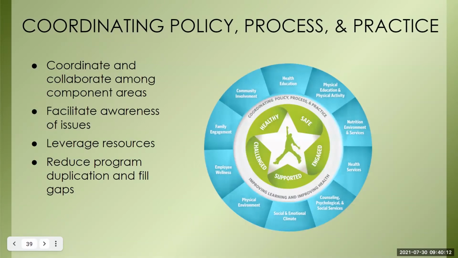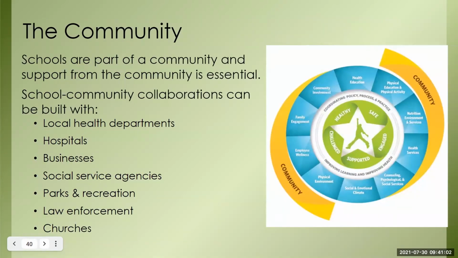The white ring that we're looking at now is coordinating policy, process, and practice. And so again, you want to make sure that you're looking at your policies and making sure that they're inclusive of all students, not just some. We want to facilitate awareness of the issues. We want to leverage resources, again, within the school and within the community. And then we want to reduce program duplication and fill in gaps. Again, if we have each one of these components talking to one another, then we can reduce that duplication and we can fill in the programming gaps that we have. So again, coordinating policy, process, and practice is very important. And then the last thing is the community.